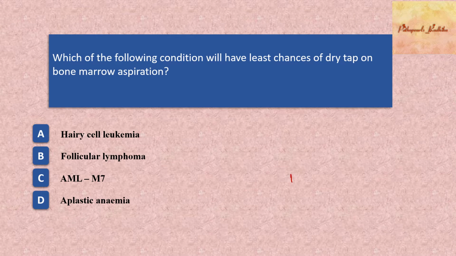So this was a question from the recent INICET exam which was conducted recently. The question is, which of the following conditions will have the least chance of dry tap on bone marrow aspiration? The options are hairy cell leukemia, follicular lymphoma, AML M7, aplastic anemia.